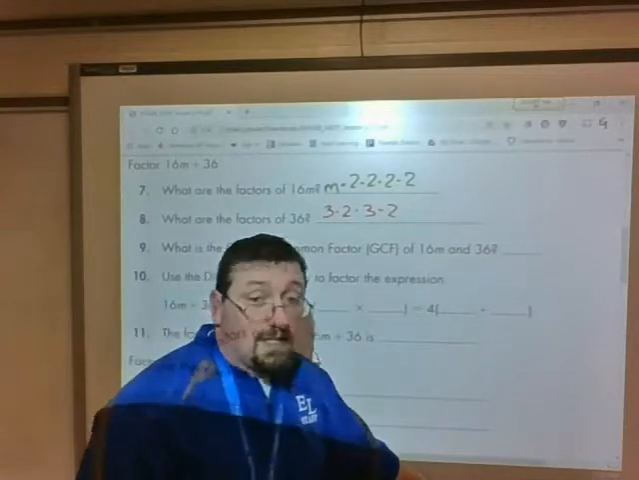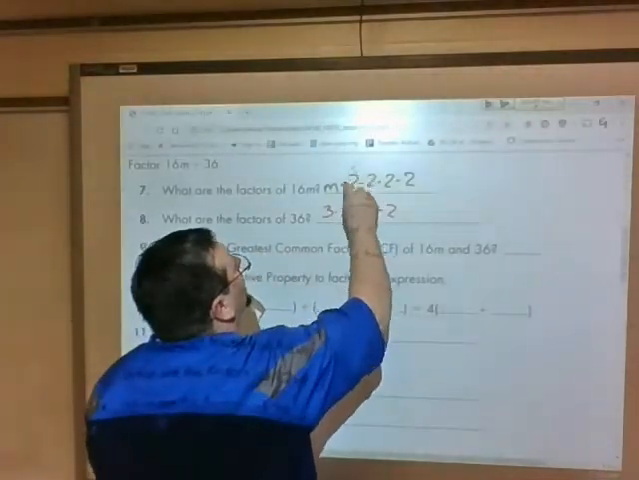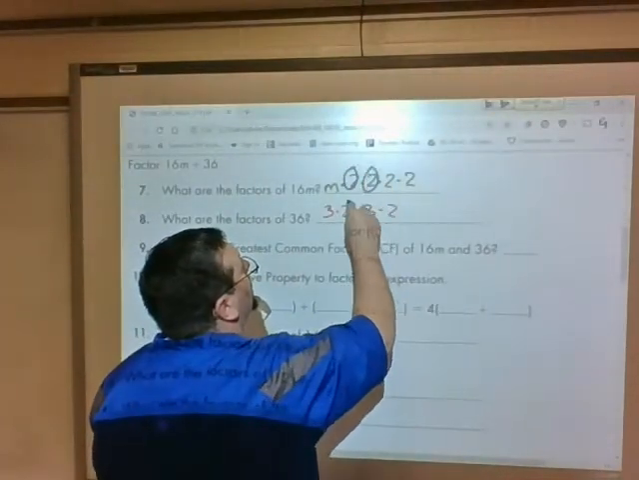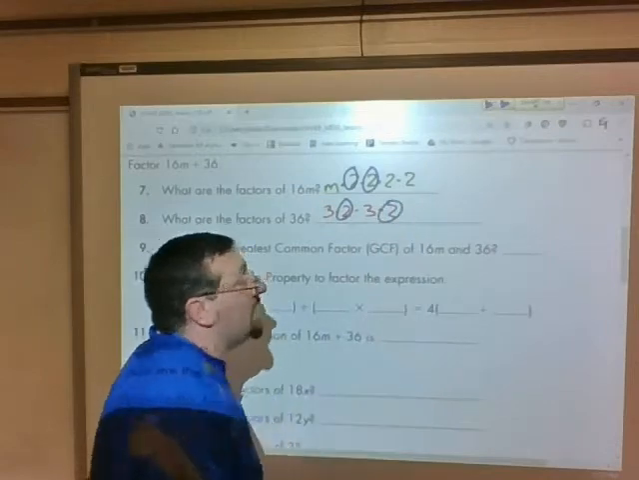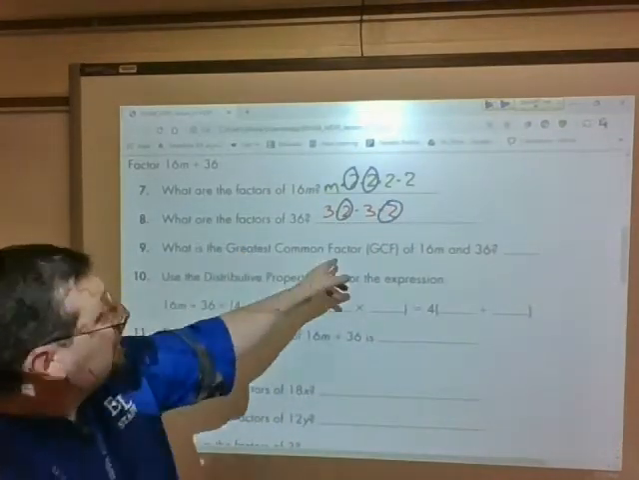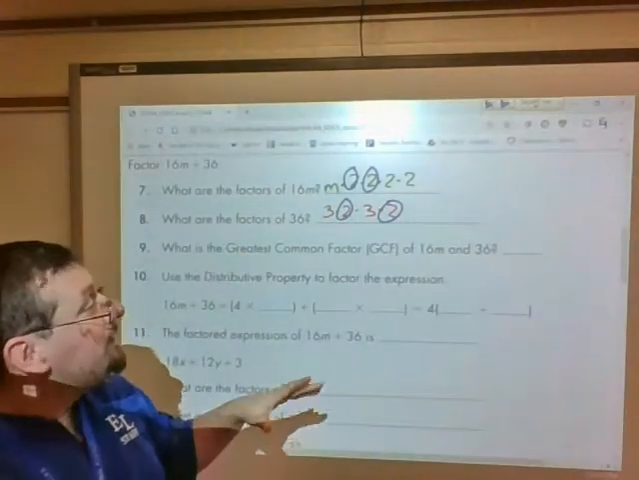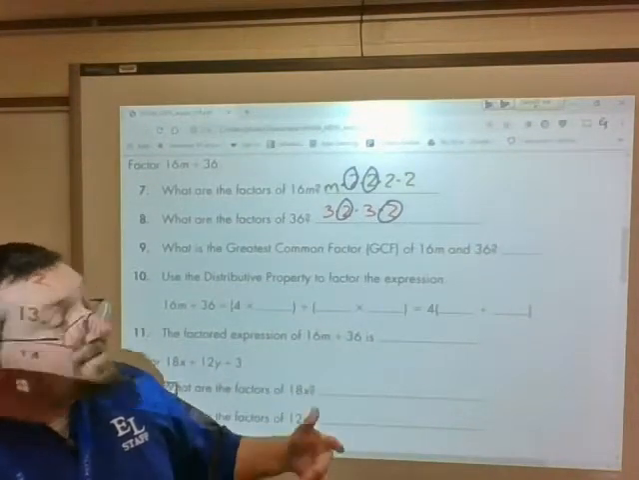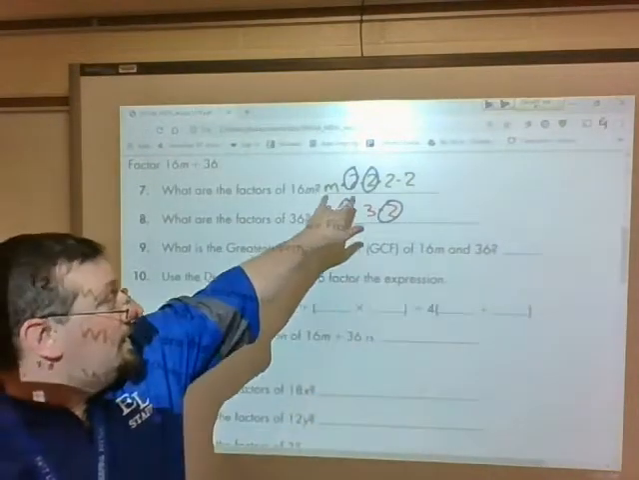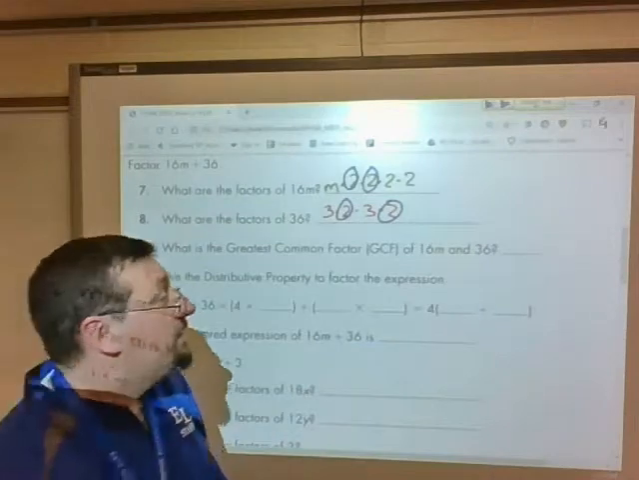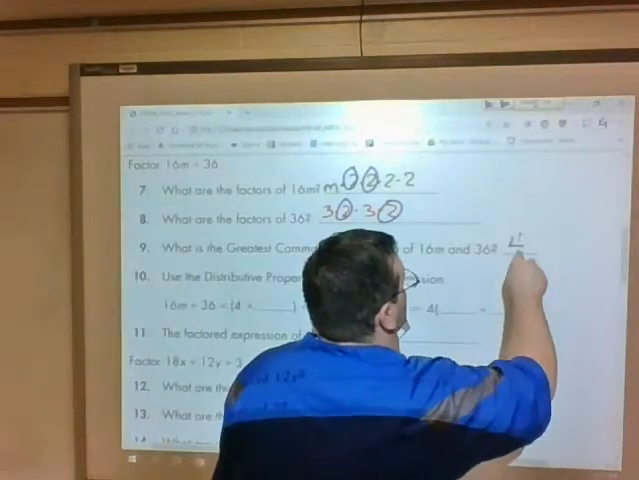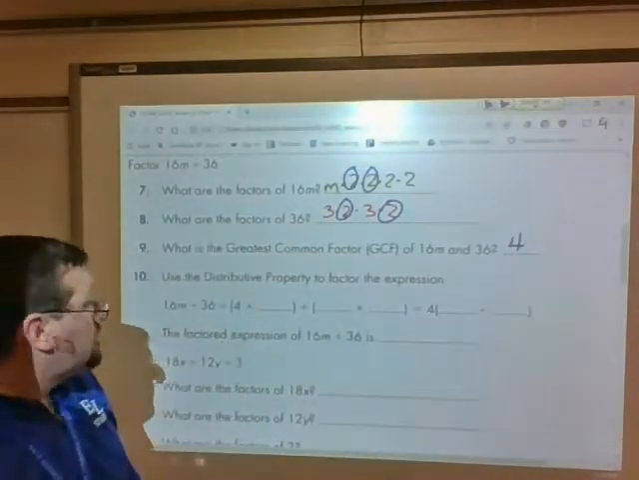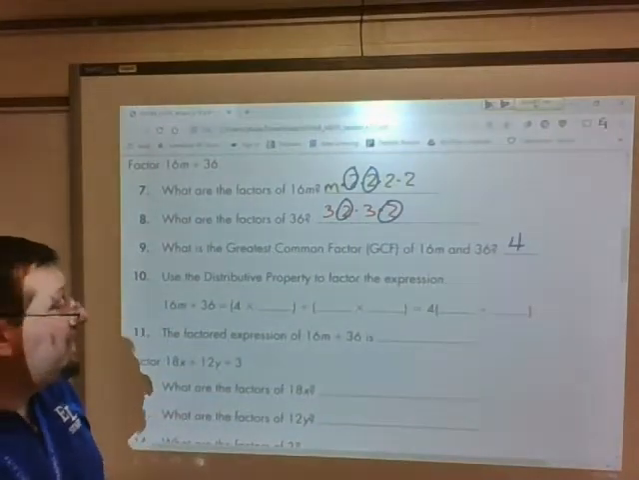I'm going to circle my common factors here. I've got a 2, a 2, a 2, a 2. So I've got two 2s. What is the greatest common factor, the GCF, of 16m and 36? Each of them has two 2s as a common factor. Two 2s is 4.